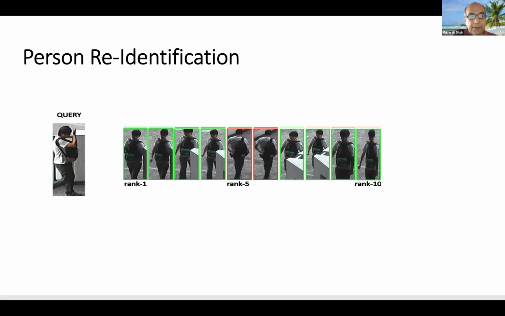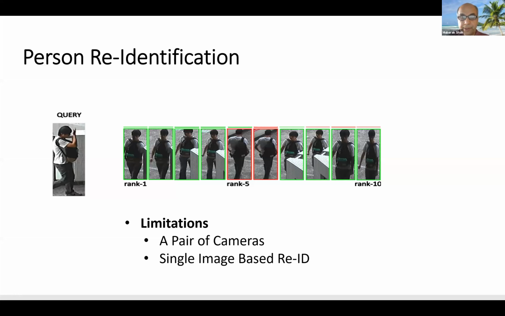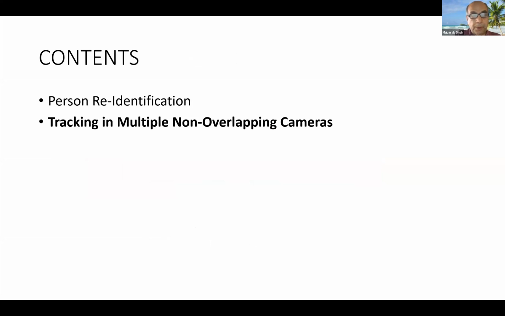So again, revisiting this problem, we have a query image and we want to retrieve the top 10 images from the gallery. Now the limitations of this kind of approach are, number one, that we are dealing with a pair of cameras, a query and a gallery. And also this is single-image based re-ID. Okay, so we want to address those issues. So now we want to get into tracking in multiple non-overlapping cameras.